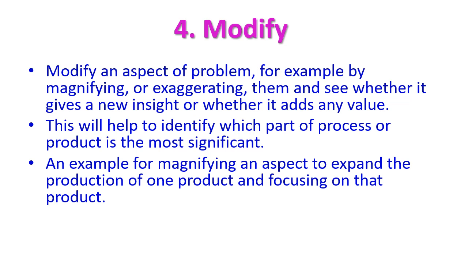The next one is modify. It is an aspect of the problem. For example, magnifying or exaggerating that product and seeing whether it gives new insights or adds any value to that product. And this will help to identify which part of the process or product is most significant. An example of magnifying an aspect is to expand the production of one product and focus on that product. So this is called modify. We need to do some modification in that product and check whether it adds any value to that particular product.